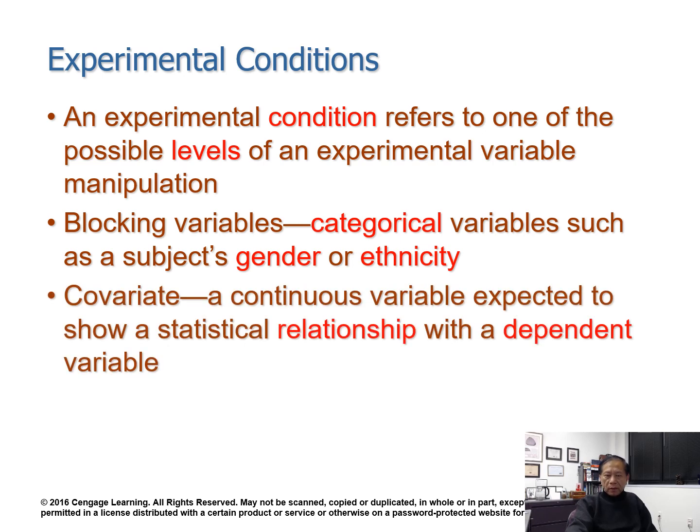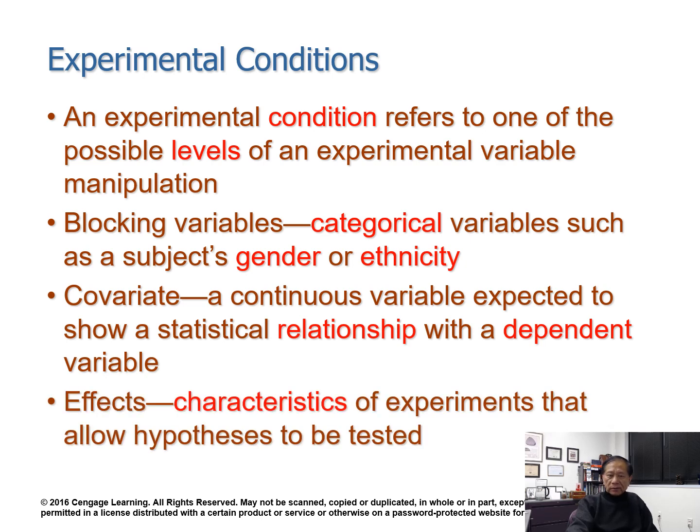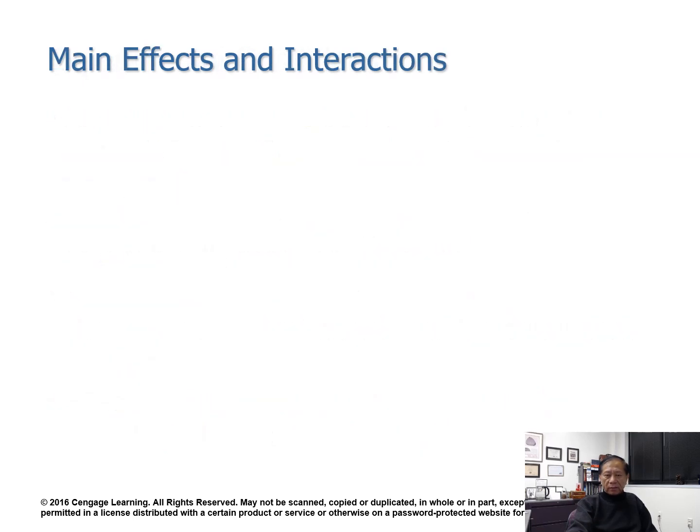Covariate. Okay? A covariate is a continuous variable expected to show a statistical relationship with a dependent variable. That's a covariate. Okay? Effects. Effects are the characteristics of an experiment that allow hypotheses to be tested. We want to see if there is an effect between the dependent versus independent variables. Okay, we want to see if there's an effect.